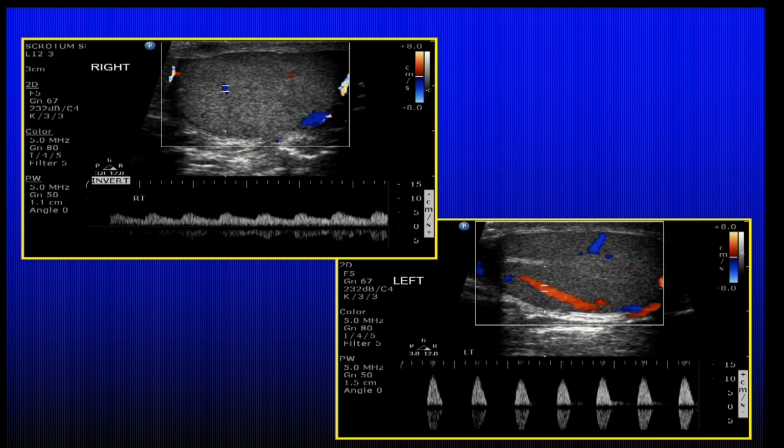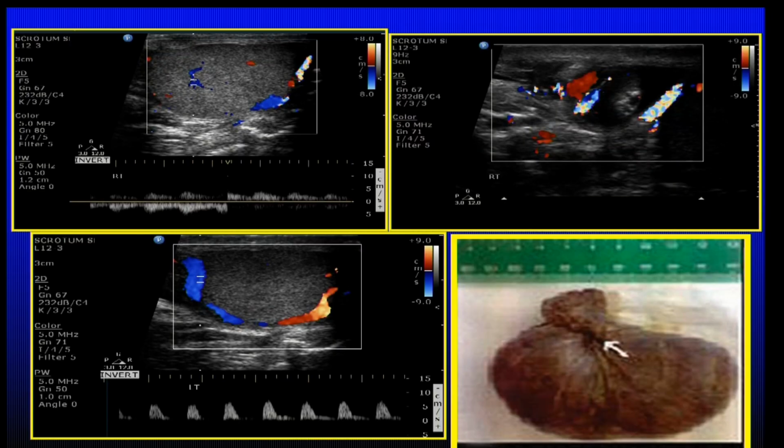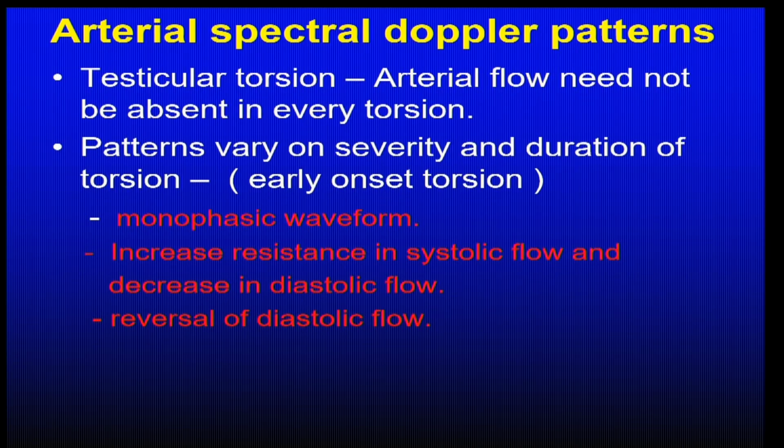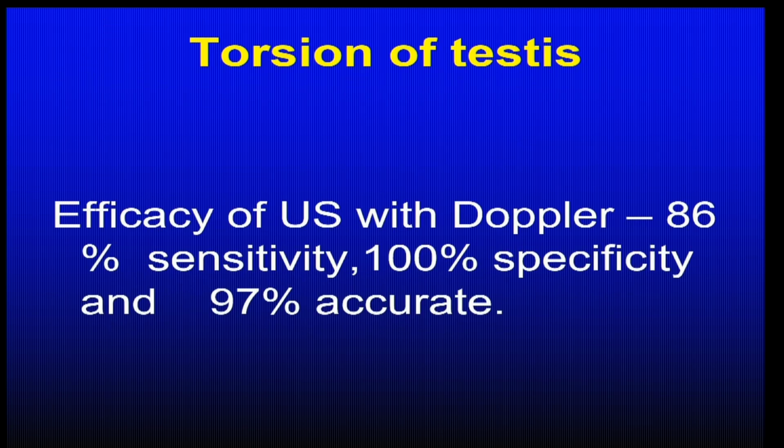But when you see something like that, always remember that this case is of a partial torsion of the testes. So the criteria to call anything as incomplete torsion on spectrum: you are getting a dampened monophasic waveform, or a reduction in the flow of the diastolic component during the spectral tracing. All could be a clue that you are dealing with something called partial torsion.